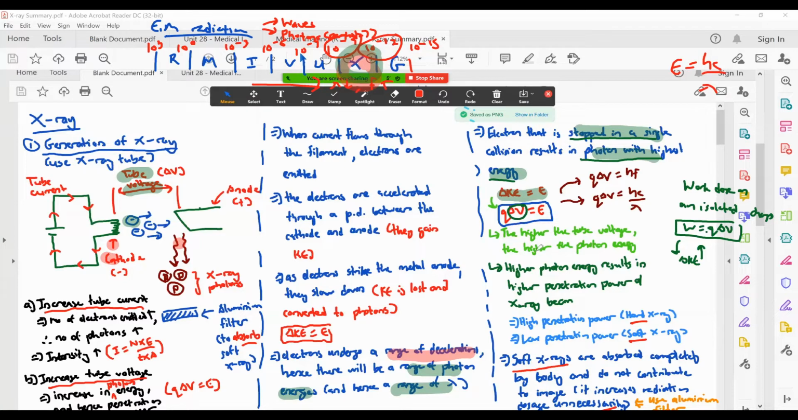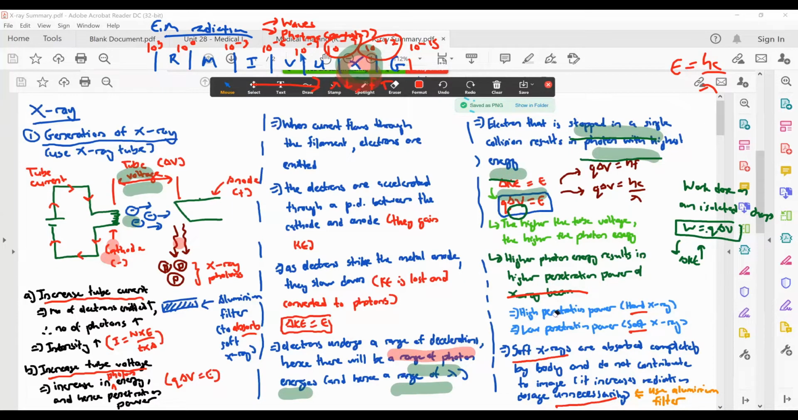And then after that, when you're talking about the photon energy of your X-ray, the higher the energy of the X-ray, the higher is the penetration power. If you want your X-ray to be able to penetrate deep into a particular medium, you need the energy to be high. So higher photon energy results in higher penetration power of your X-ray beam. When we're talking about high penetration power, sometimes we call those X-rays hard X-rays. If your X-ray has no penetration power, we call those soft X-rays. Sometimes you see in your questions, they'll tell you it's a hard X-ray or a soft X-ray. Just know that if they say it's a hard X-ray, it means that it has high penetration power, high energy. If it's a soft X-ray, that means it has low penetration power, low energy.